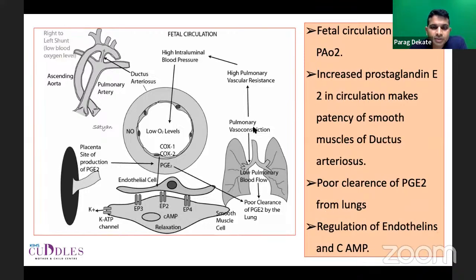At the same time, there will be a down regulation of endothelins and CAMs, which is again responsible for keeping these blood vessels open and the endothelial cells flattened. So this is really important to be there during the intrauterine phase because most of the systemic blood to the lower part of the body is carried through the ductus arteriosus.